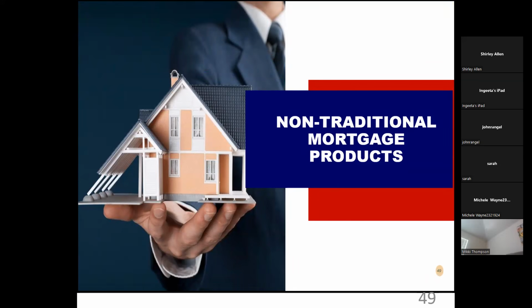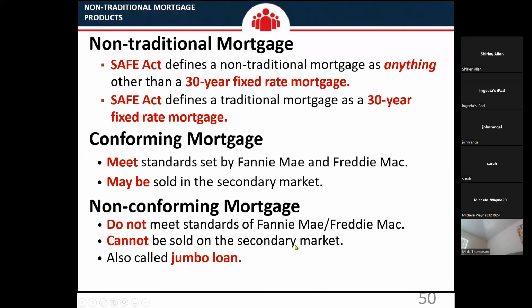We're going to talk about non-traditional mortgage products. Anything other than a 30-year fixed rate loan is a non-traditional mortgage product. Let's talk about it. Who said so? The CFPB. The SAFE Act now says a non-traditional mortgage is anything other than a 30-year fixed rate mortgage. The SAFE Act defines traditional mortgages as a 30-year fixed rate mortgage.